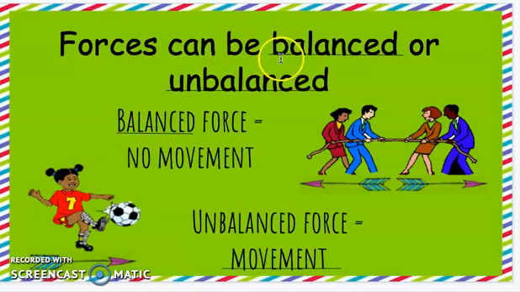Our forces can be balanced or unbalanced. When you have a balanced force, you have no movement occurring. So if you look at this here, we have 4 people who are playing tug of war. We have 2 people on this side, 2 people on this side, both pulling equal weight, and no movement is occurring. That makes this a balanced force.